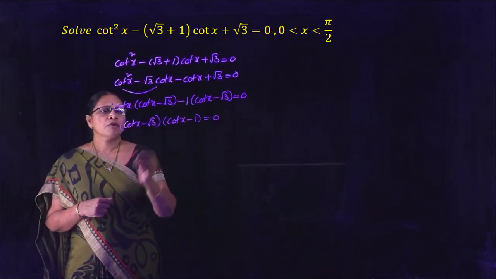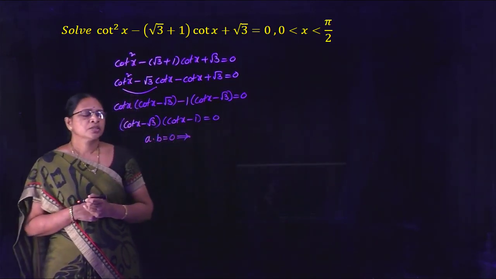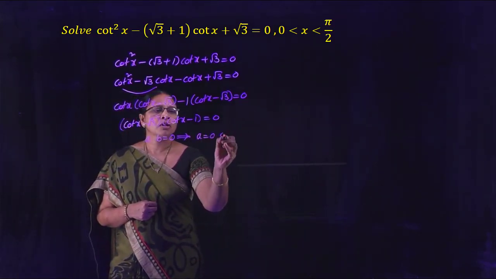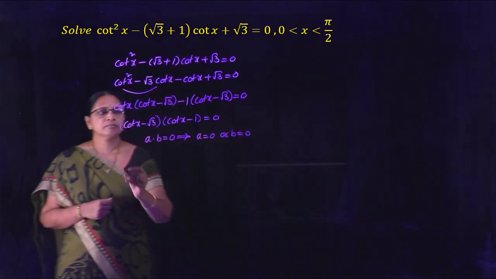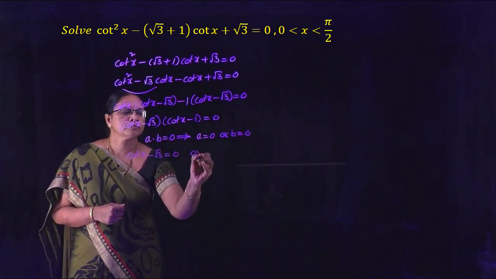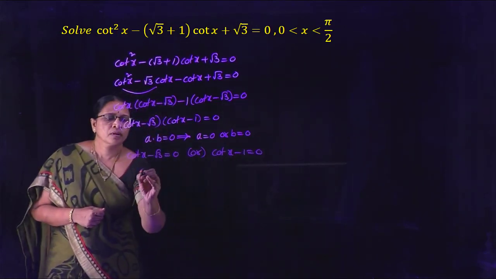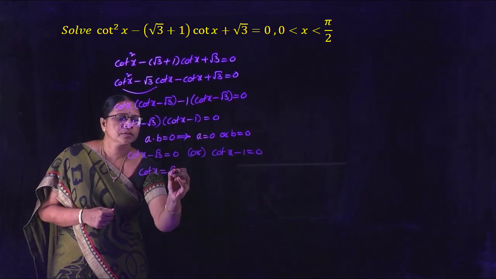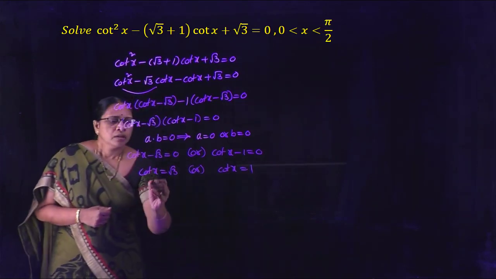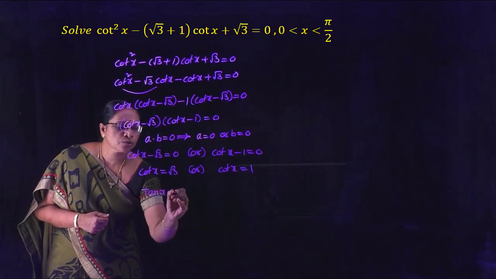Here it is in the form of a into b is equal to 0. We know that if a into b equals 0, then either a equals 0 or b is equal to 0. That is, cot x minus root 3 is equal to 0 or cot x minus 1 equal to 0. Cot x equal to root 3 or cot x equal to 1. Cot x equal to root 3, that means tan x is equal to 1 by root 3.